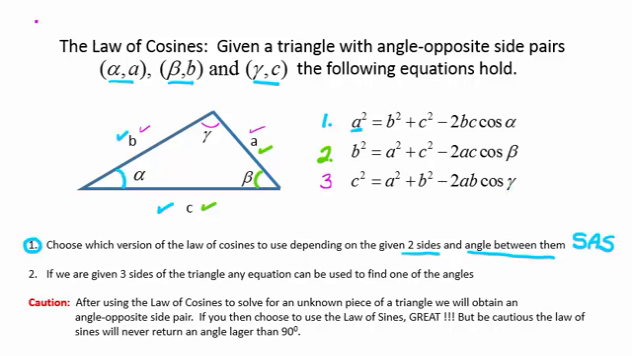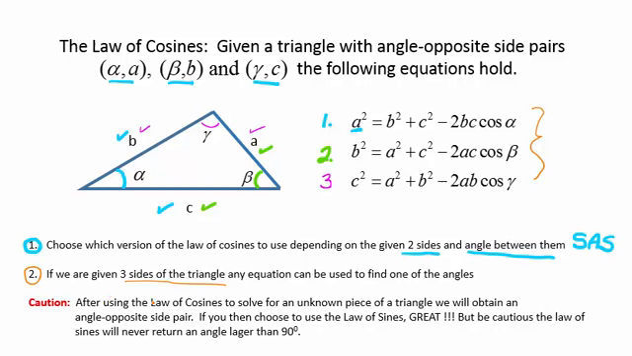The second scenario we were considering is if we were given all three sides of our triangle and no angles. Then we could use the law of cosines. We could use any version of the law of cosines to find one of the interior angles, alpha, beta, or gamma.